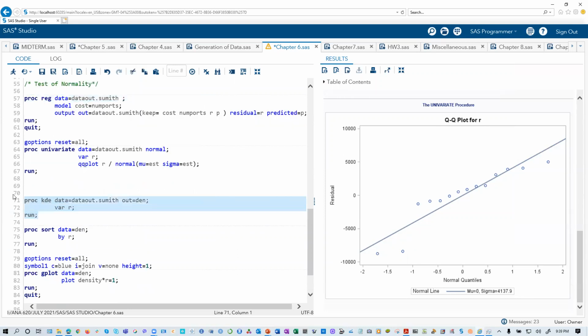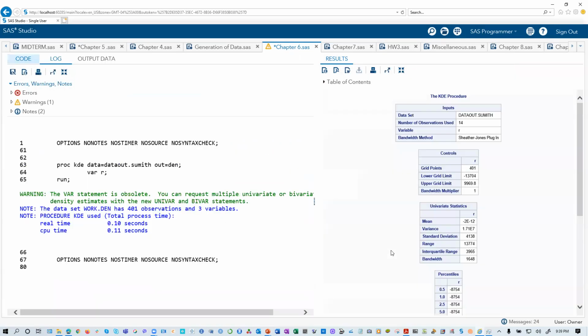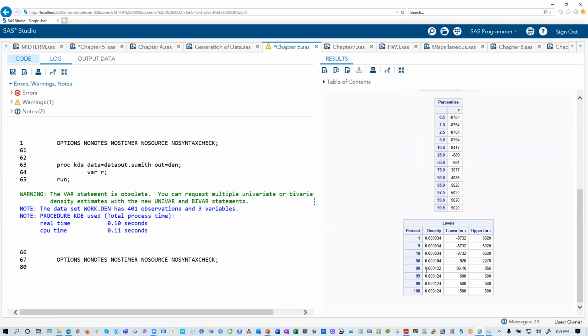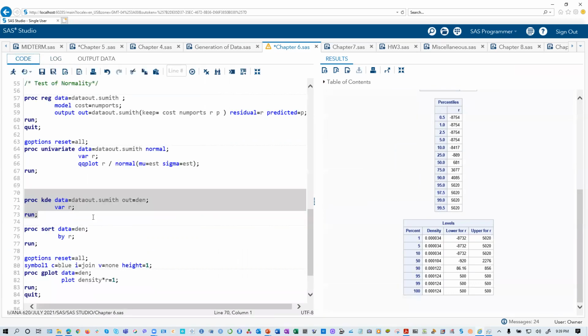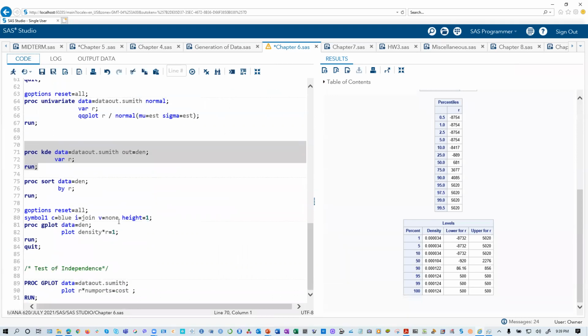Let's say this one, kernel density estimation. That one gives something not related to this. You don't have to worry about that one. I don't want to go into detail on that, so I just keep it like that.